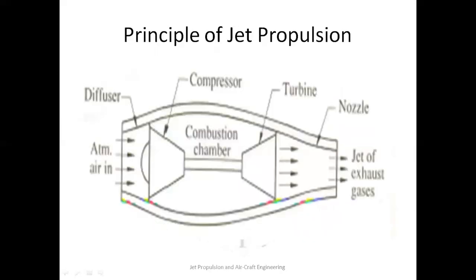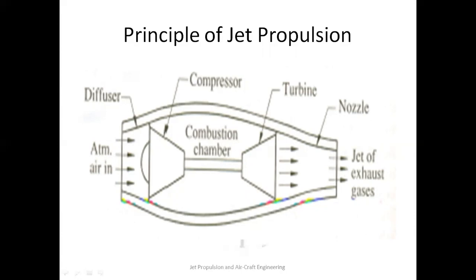Now let's see the working principles of jet propulsion. You can see the schematic diagram of a jet engine. It has five major components: diffuser, compressor, combustion chamber, turbine and nozzle. Whenever momentum is applied to a mass of fluid, a reaction occurs and it gives a propulsive force in the opposite direction of the fluid flow. A jet propulsion engine is a reaction engine that discharges a fast moving jet of fluid to generate thrust in the opposite direction of the jet to propel the aircraft.